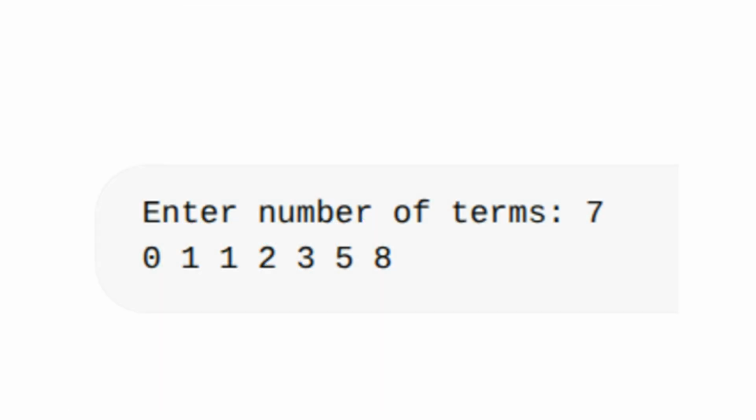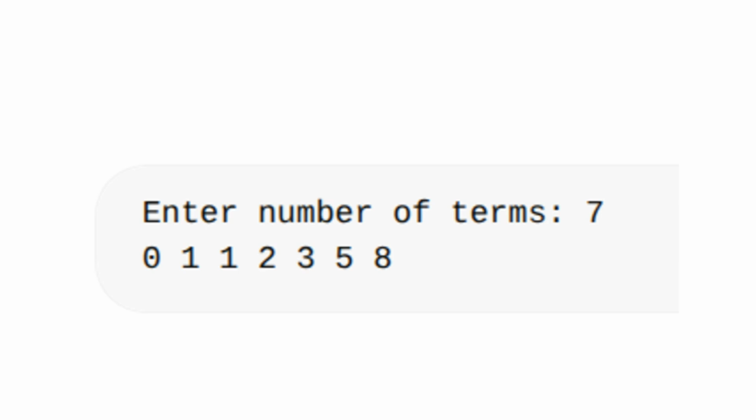All right, here's the output of our program. When we run it, the program asks "enter number of terms," and we typed 7. And just like that, it printed the first 7 numbers of the Fibonacci series. 0, 1, 1, 2, 3, 5, 8. Let's quickly trace through what happened.